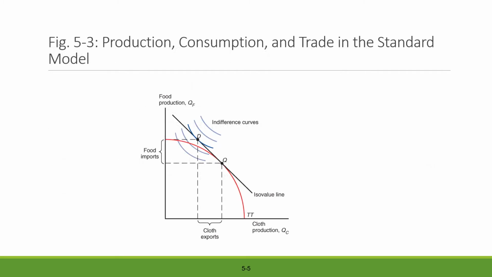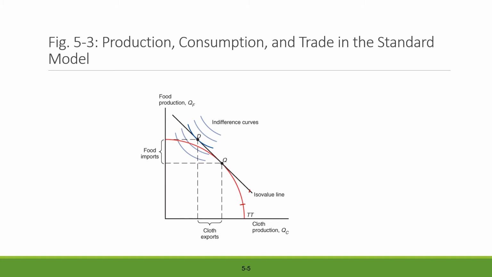Now here in this graph you see that we have basically three curves. The red curve, represented by this red line, is the production possibility frontier, as we are familiar with. And then we have another familiar line, that is the ISO value line. And again we have a third curve that we call the indifference curve, but we have multiple indifference curves here.